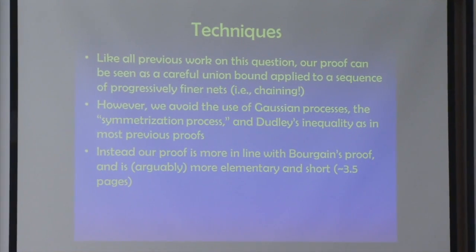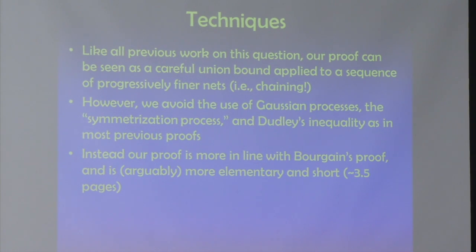Previous work, the way I see it, took a slight detour by going through Gaussian processes. They don't show up naturally here. That detour helped us talk about the problem and use off-the-shelf bounds to prove certain things about it, but I suspect it also led to the suboptimal bounds. So we actually don't use Gaussian processes. We don't use the symmetrization process. We don't use Dudley's inequality.